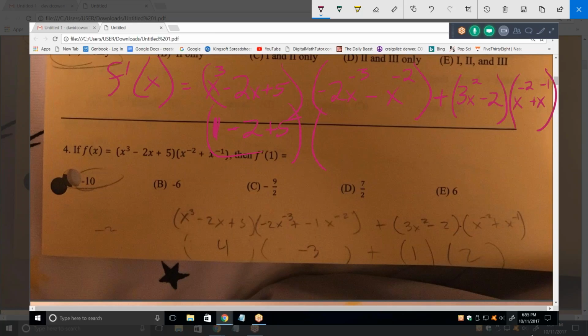Okay, so the next part is minus 2 times 1 to the negative 3 minus 1 to the negative 2 plus 3 times 1 squared minus 2 all times 1 to the negative 2 plus 1 to the negative 1. Okay? Now let's simplify all of these. Well, 1 minus 2 plus 5 looks like 4.